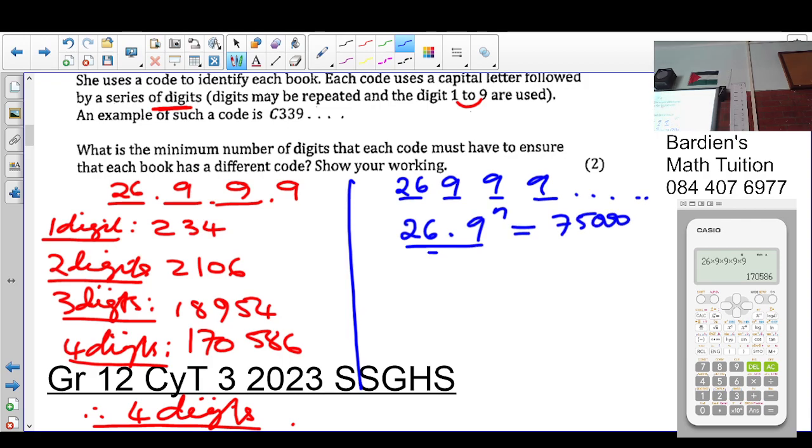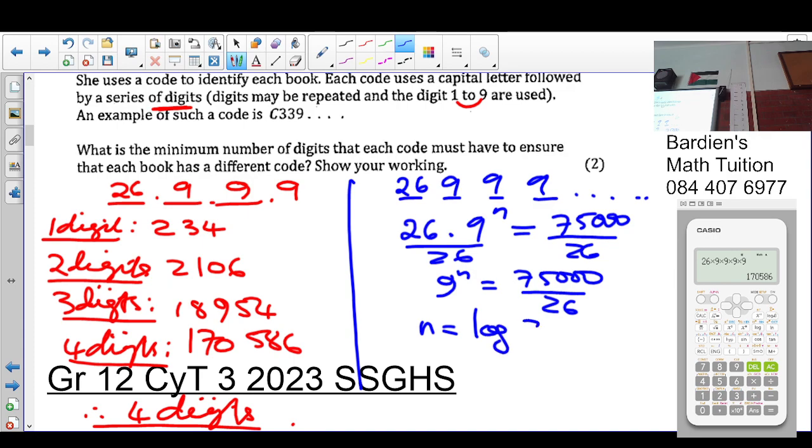So I divide both sides by 26. So I get 9 to the n is equal to 75,000 divided by 26. And then in the exponent, apply logs. So n is equal to log base 9 of 75,000 over 26. That gives us an answer of 3.62.